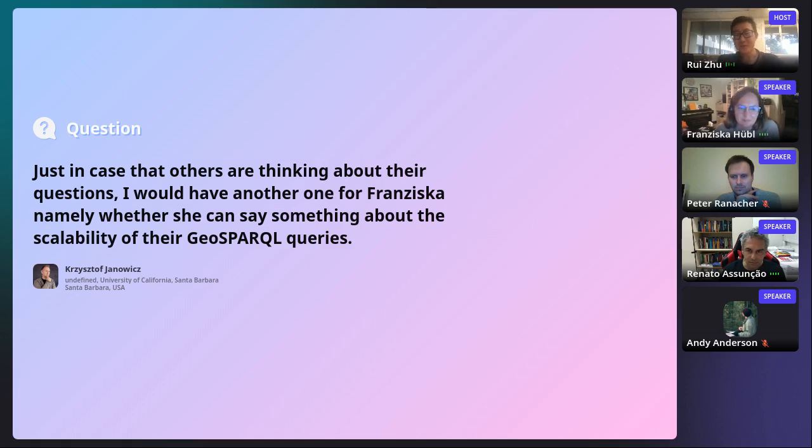Okay, great. Because we are also dealing with GeoSPARQL queries in our projects. There is an issue, like when we have a large data set and we compute the spatial relations between geometries, when the data is large, there is a scalability issue here. So we'd like to hear your comments. Maybe later we can talk about this offline.